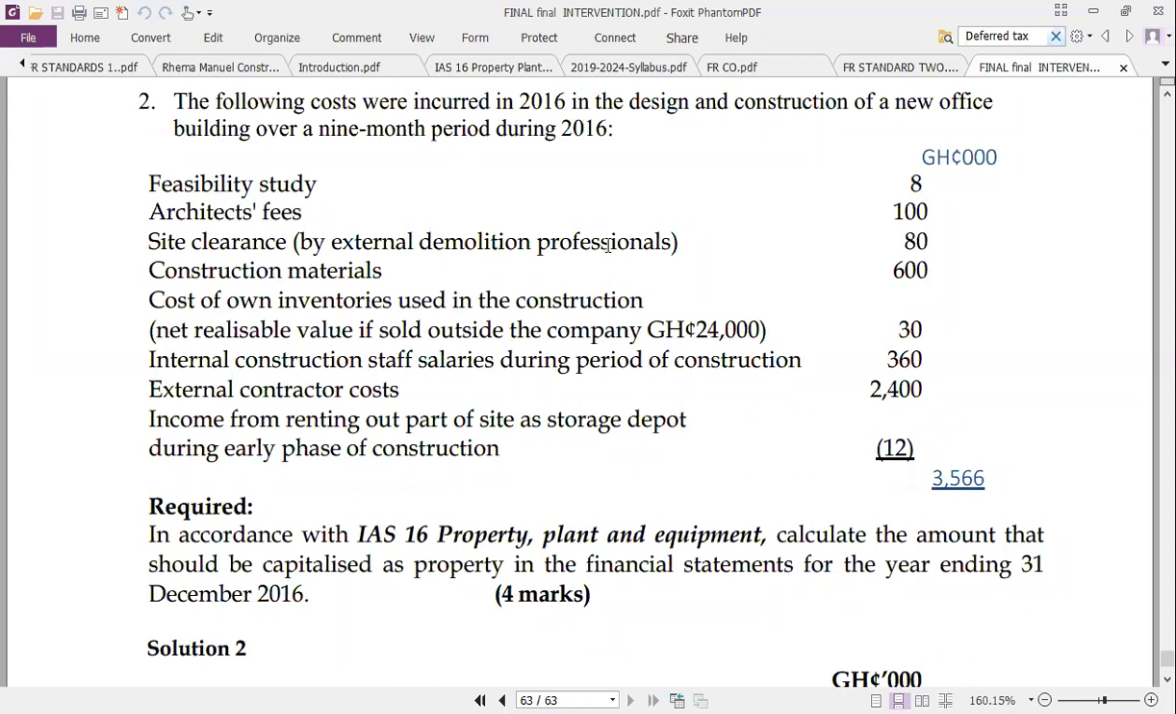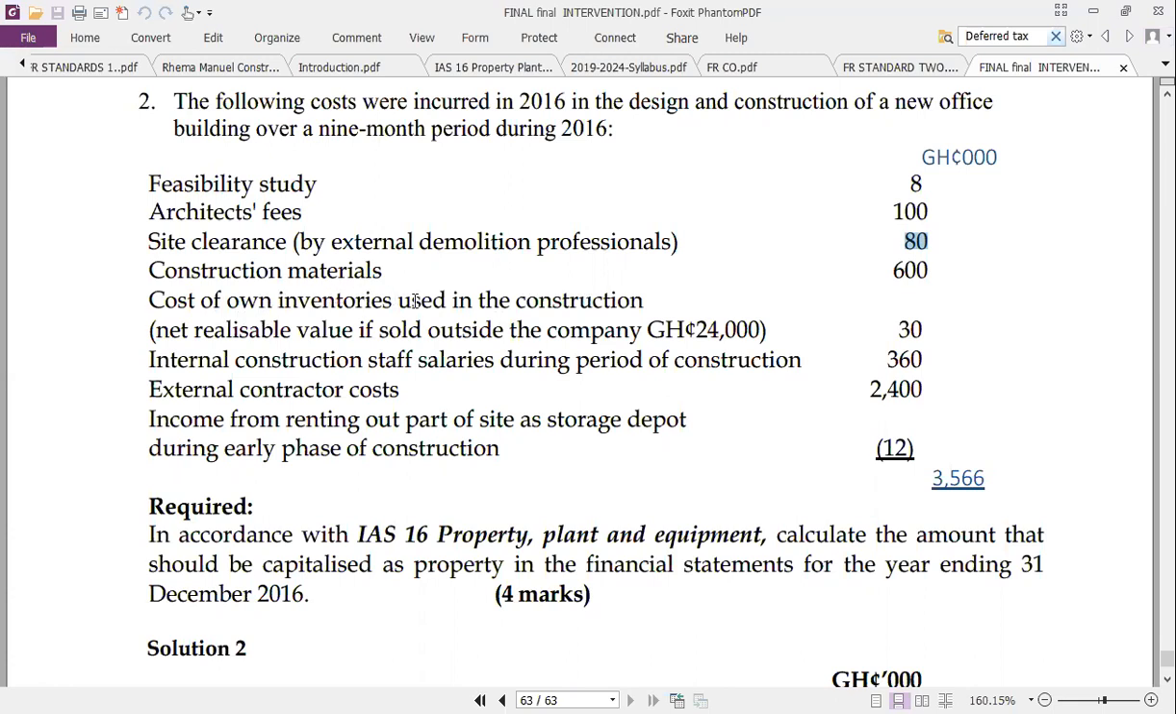What if that one is not there? Exactly. So it's put there just to scare you, because it looks scary, so don't worry. The 80 will be part. Construction material will be part. Construction material, good.